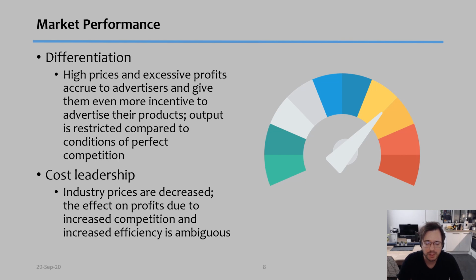The next one is market performance. Now, in terms of market performance differentiation, we see that high prices and excessive profits accrue to advertisers and give them even more incentive to advertise their product. The output is restricted compared to the conditions of perfect competition. In other words, we see that in differentiation, because we can charge higher prices, we spend much more money on advertisement when we focus on our brand.